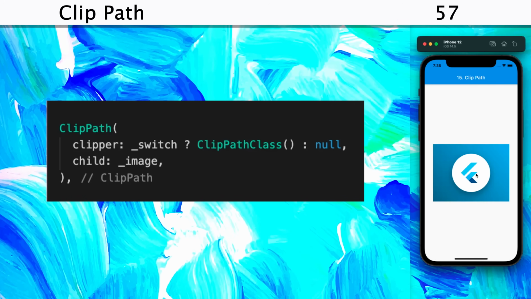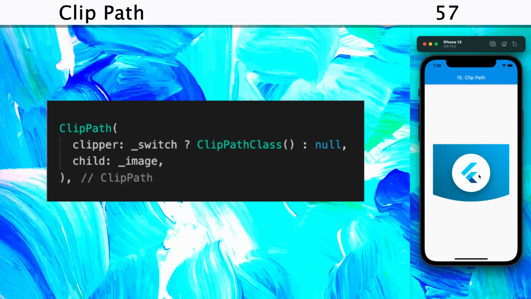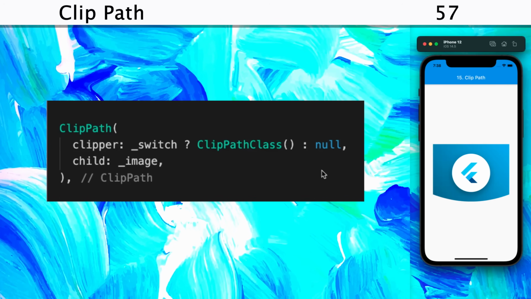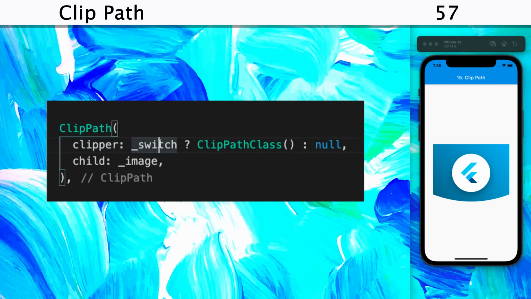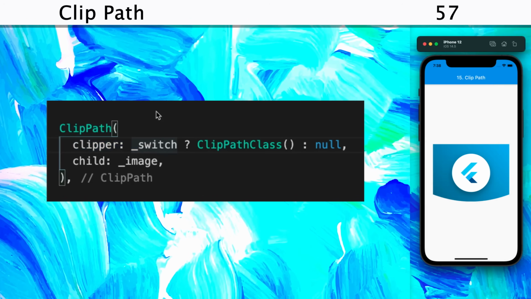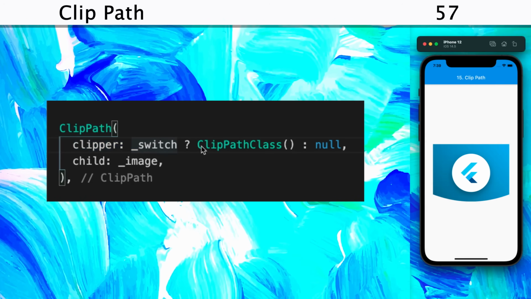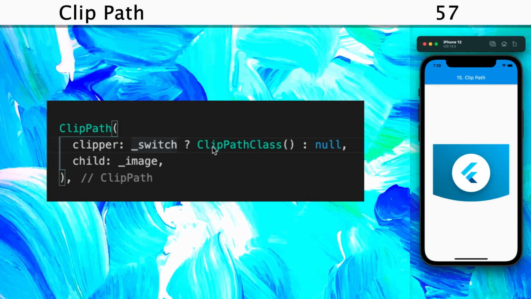This is a normal image, and this is an image wrapped with the clip path widget. And as you can see, we have the clip path widget. We have the clipper that switch when I click on the image. And then I created a class called clip path class that extends the custom clipper.